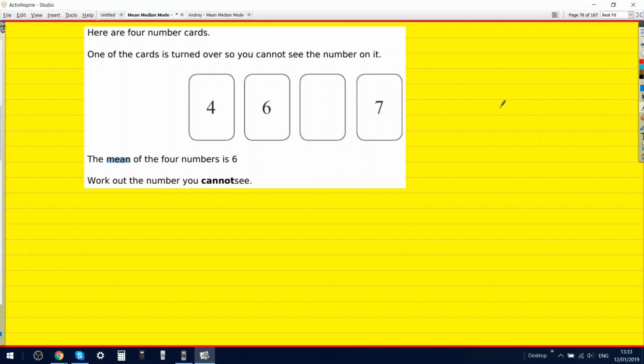Okay. How about this one? Here are the 4 number cards. One of the cards is turned over so you can't see the number on it. The mean of the 4 numbers is 6. Work out the number you cannot see. Okay. So 4 plus 6 plus X plus 7, divided by 4.